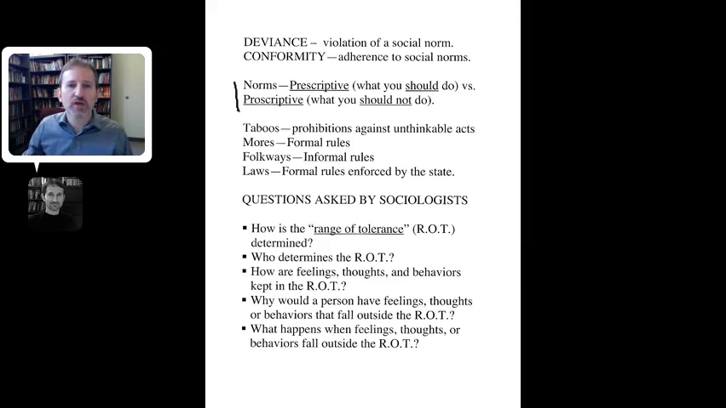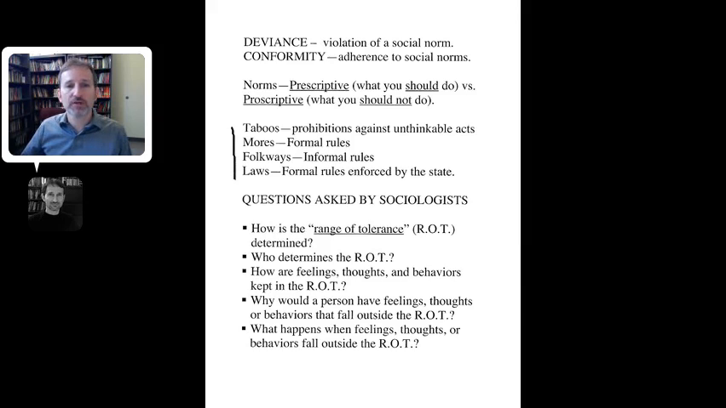So some basic terms that we've discussed in a previous discussion with class: norms and what types of norms, how do they operate? Prescriptive means what you should do. Proscriptive, what you should not do. And so prescriptive would be things like manners. You should use your knife and fork when you eat. Proscriptive, don't murder, don't steal.